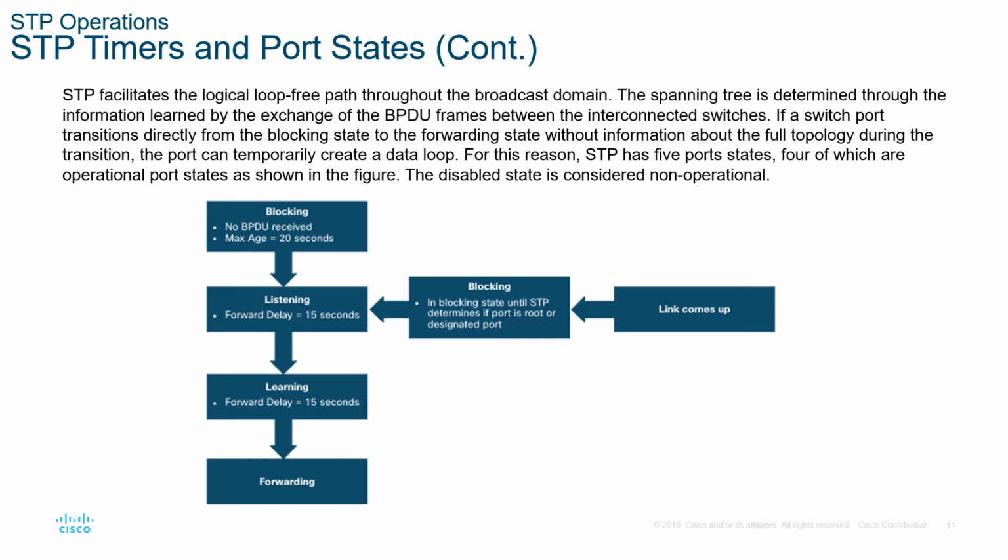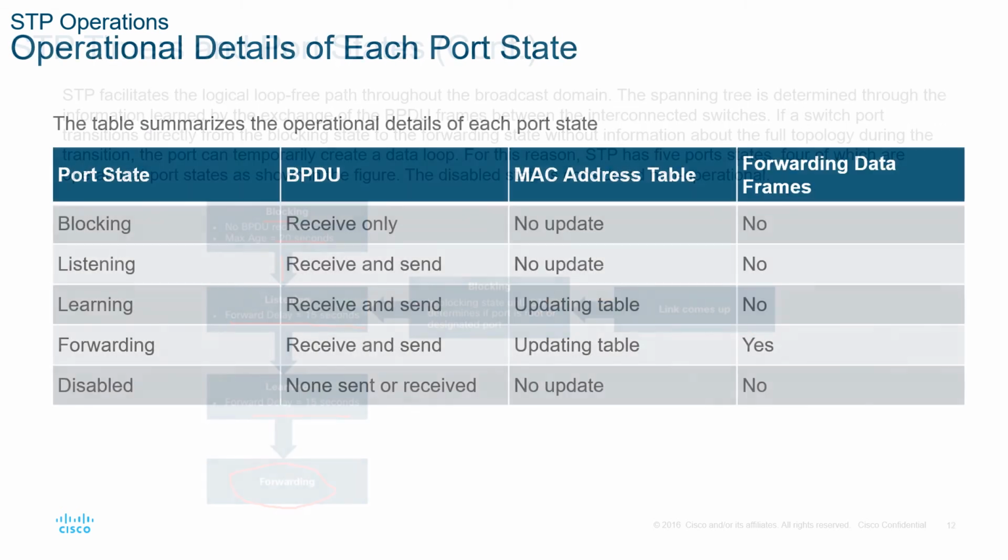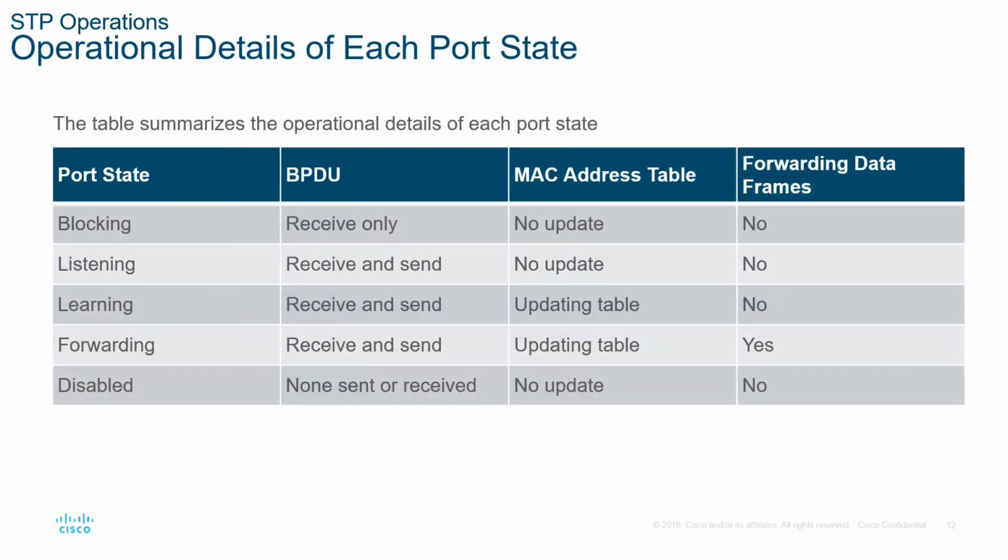We have the blocking state, which lasts 20 seconds. Switches in STP are first in the blocking stage, where nothing is happening. After that, they transition into the listening state, where the delay is 15 seconds. Then they move to learning. Here, switches are electing the root bridge and identifying the port roles, and after that they go into the forwarding state. These are the tables of the different port states and their corresponding BPDU, MAC address, and forwarding data frames.